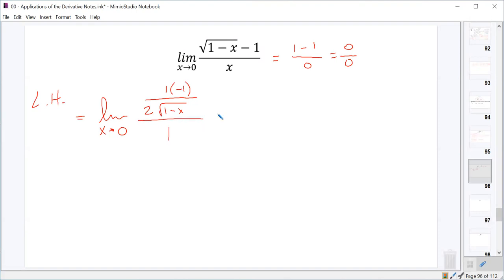And now we'll just evaluate this and see what we get when x is 0. We get negative 1 over 2 times the square root of 1, all over 1. Looks like that's negative 1/2 divided by 1, or just negative 1/2. And that may be a little bit easier than trying to multiply that thing by the conjugate in order to solve that.